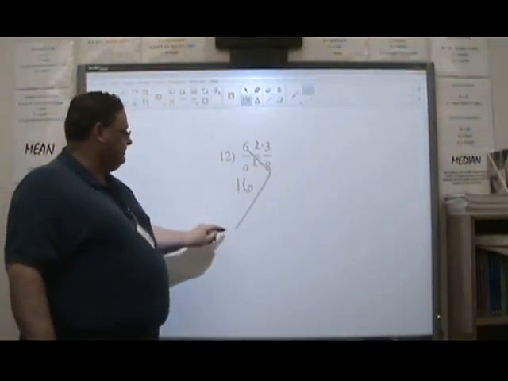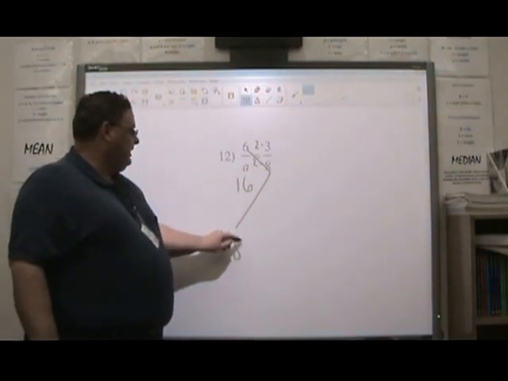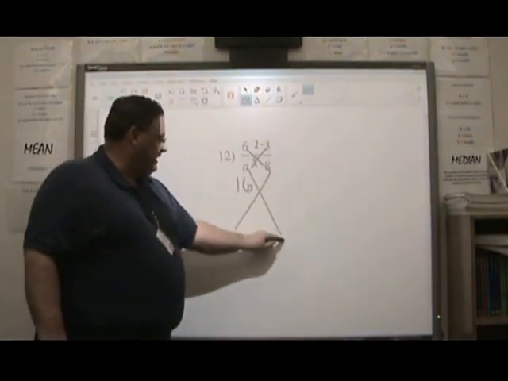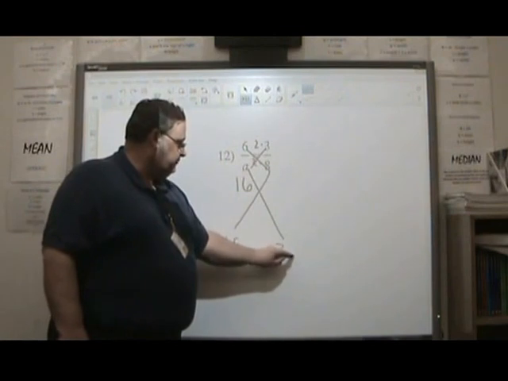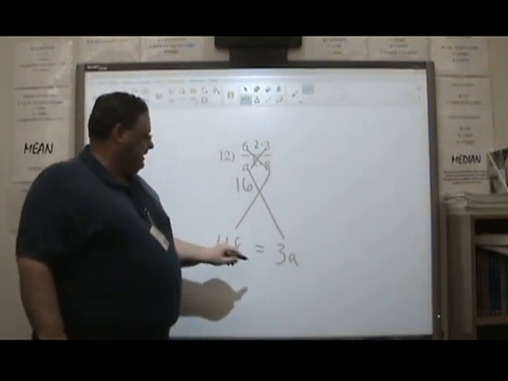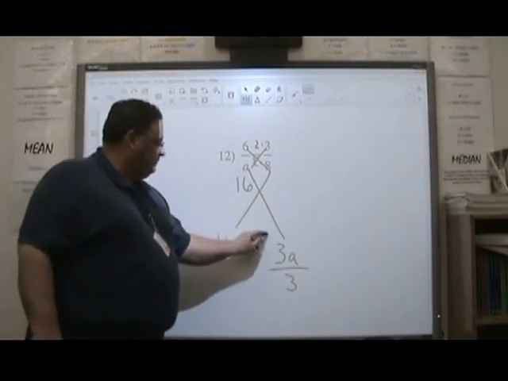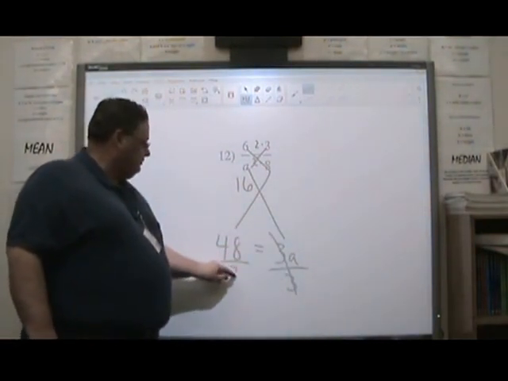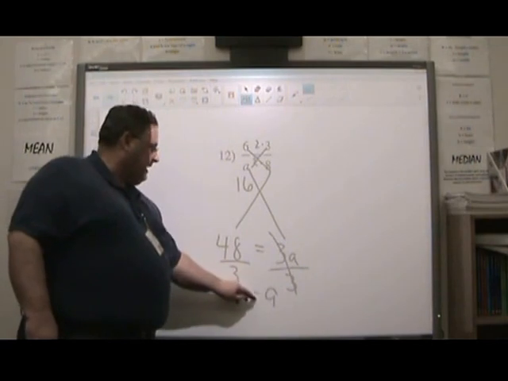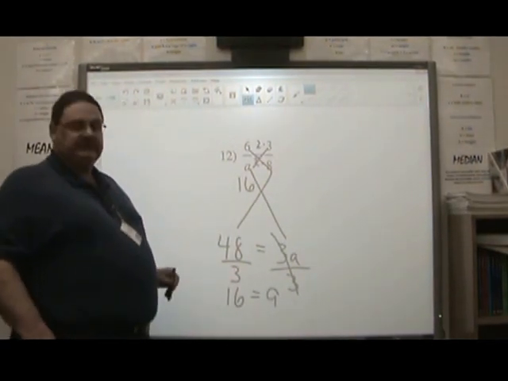6 times 8, 48. 3 times a is 3a. And using my algebra, the opposite of multiply is divide. I'll do it to both sides. And you'll see, I'll still see that a is equal to 16.